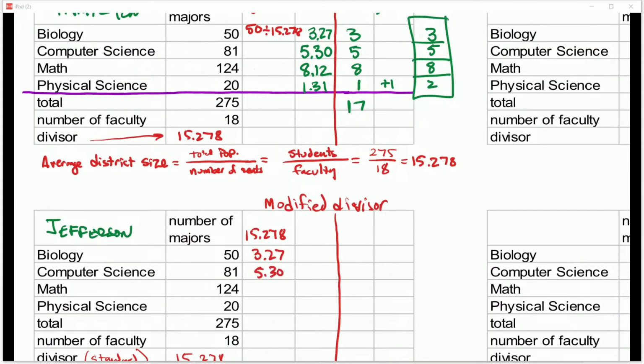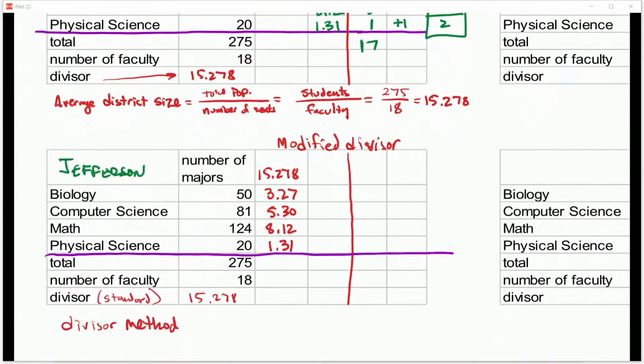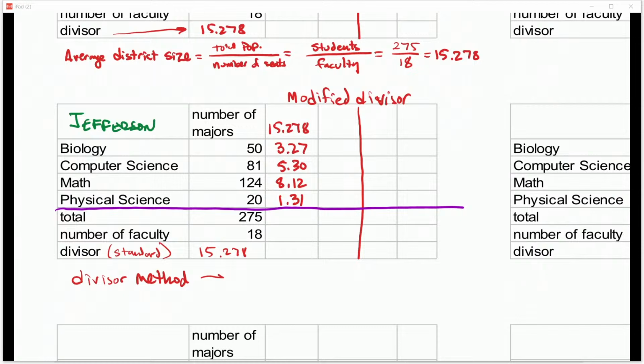5.30, 8, because they're right above, so there's no need to. 3.1, I suppose I should put this line here. Give me a sec. The line right underneath physical science to indicate that that's kind of where we're heading. Okay, so the rule with Jefferson is you round down. So divisor method and the rounding method is round down.